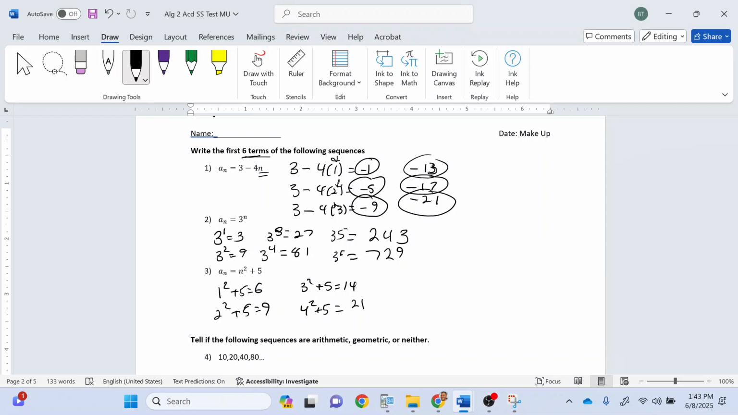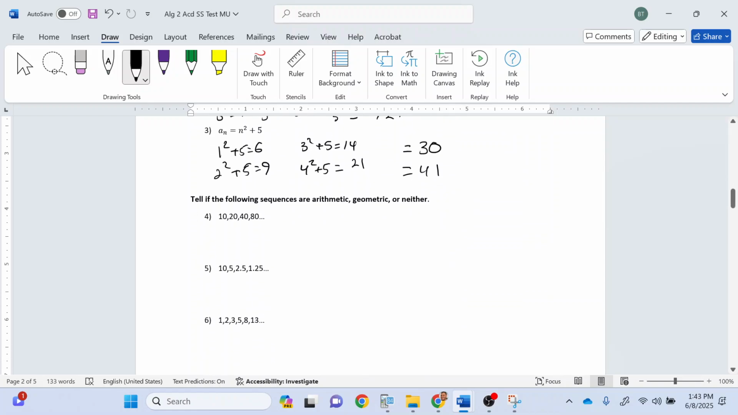If you notice the pattern here, it goes up by 3, then goes up by 5, then goes up by 7. So the next one should go up by 9, so that's going to be 30. And the next one after that should be going up by 11, so that's going to be 41. All right. Next one.